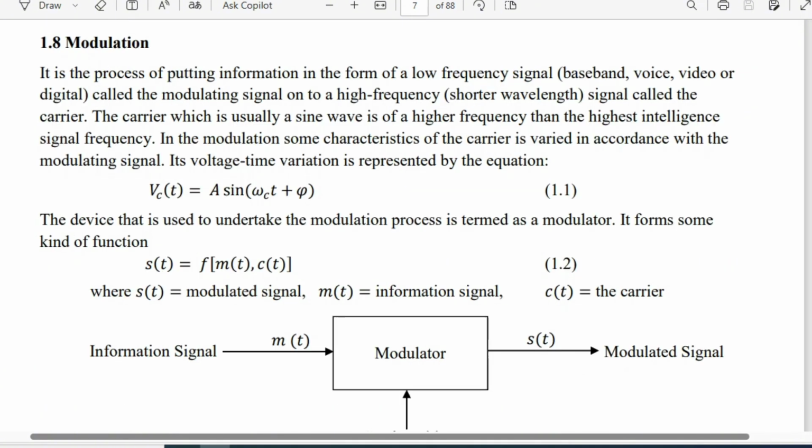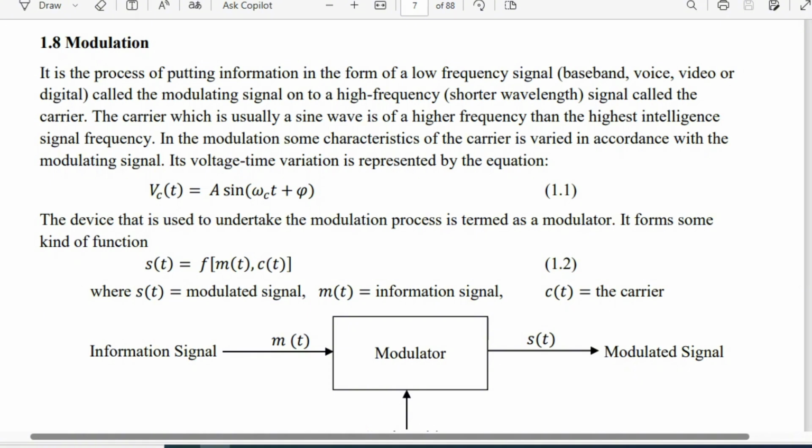So first of all, modulation is like sending a message using a powerful voice, that is the carrier signal, to make sure it reaches far distances clearly. The key point here is the information signal, which is a low frequency signal. This is the original message you want to send. This could be your voice, a video, or digital data, and it is called the modulating signal.